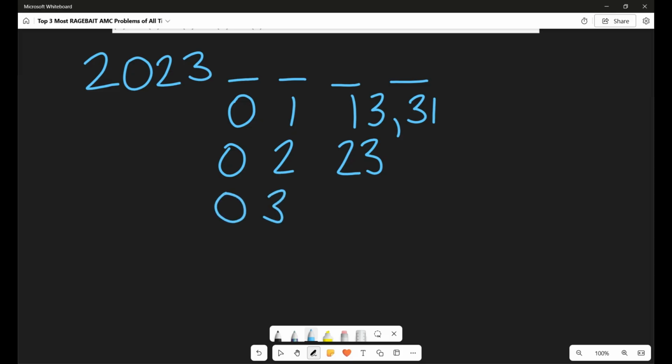And 0, 3. We notice we have an even number of 2s, an even number of 0s, an even number of 3s, which means the next two digits have to be the same, and that's our only condition. So that gives us 1, 1 and 2, 2.